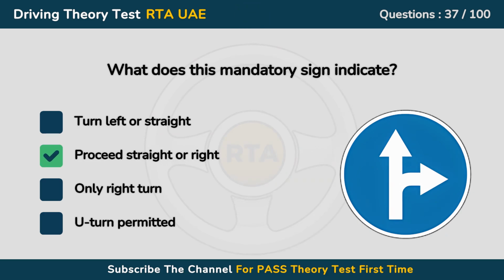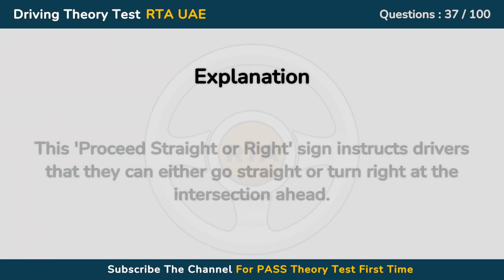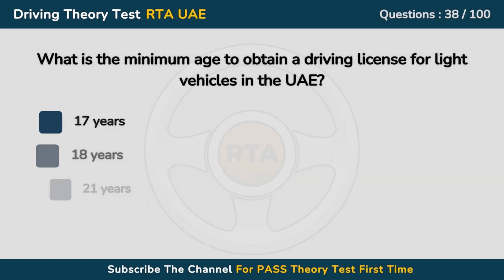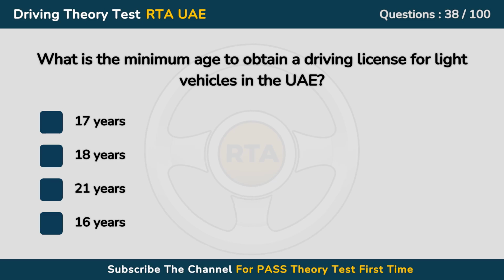Answer is B. Proceed straight or right. This proceed straight or right sign instructs drivers that they can either go straight or turn right at the intersection ahead.